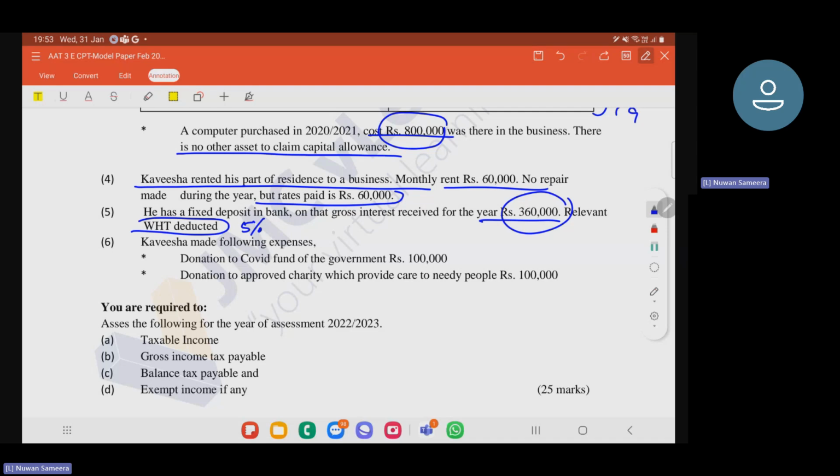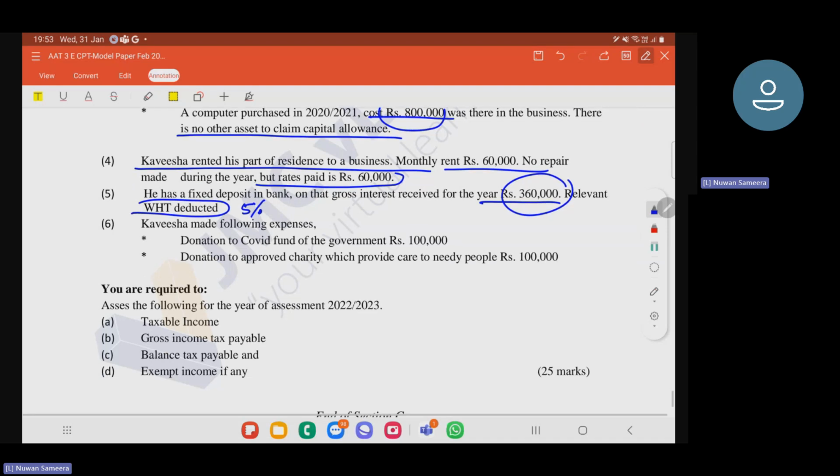If it is not a final withholding tax, what is the adjustment? That means the paid withholding tax should be considered as a tax credit, and the particular income should be added to the investment income as gross.